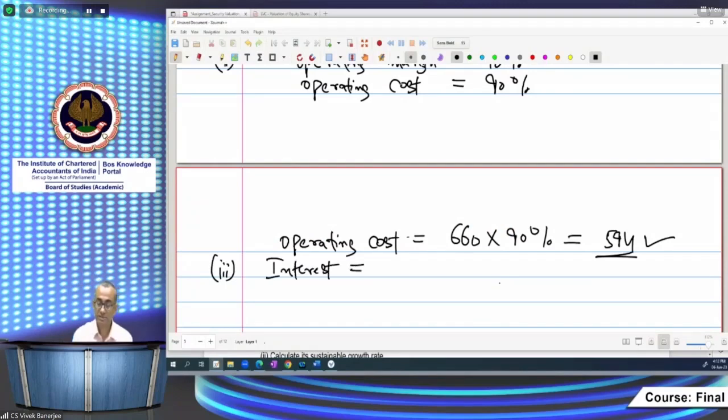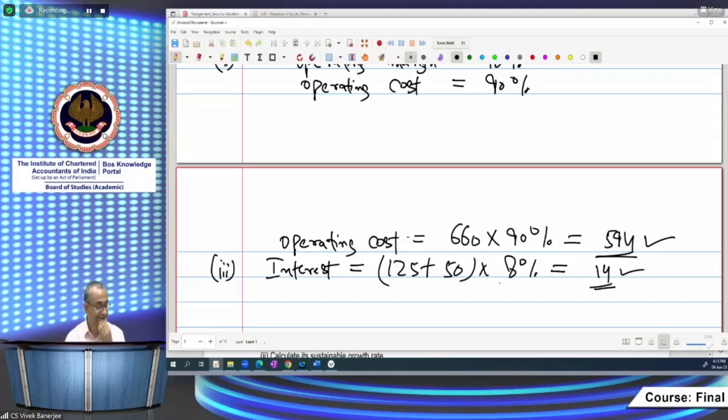Interest, as I have just explained, is equal to the figures: debenture 125 plus bonds 50 into 8%, that is the effective interest rate, which is 8%. Let us calculate it now. 175 into 8% is coming to 14. So the interest is 14. Okay.